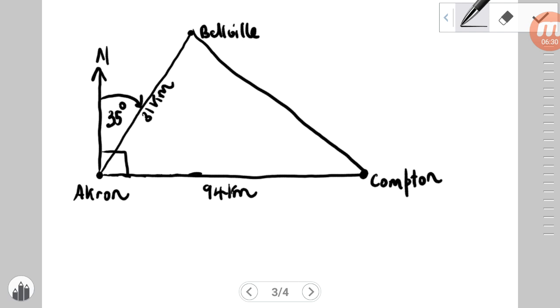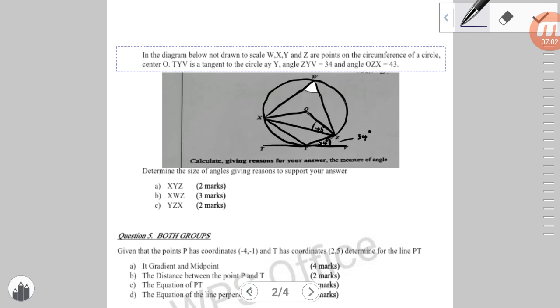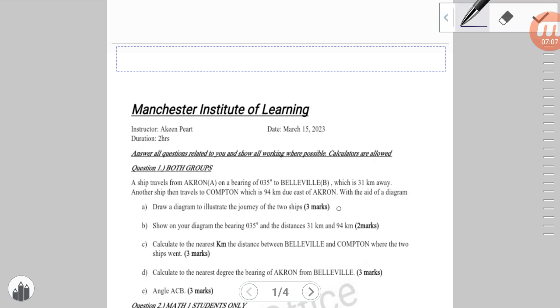All right. Now, as I mentioned to you before in a previous tutorial, when you're doing bearings, you need to make sure that you find some of the smaller angles in between. So here we already see that we could find the angle here, because 35 away from the total angle of 90 here will give us 55 degrees. All right, 55 degrees. So this would basically answer the first part of the question that states that you should draw a diagram to indicate the journey of the two ships.